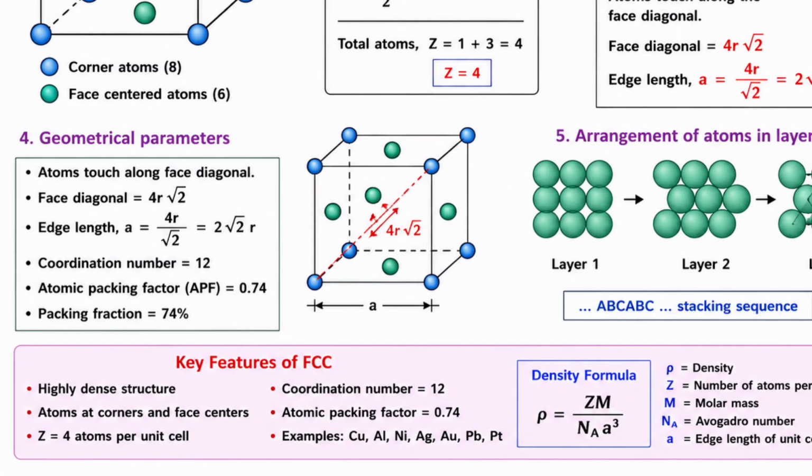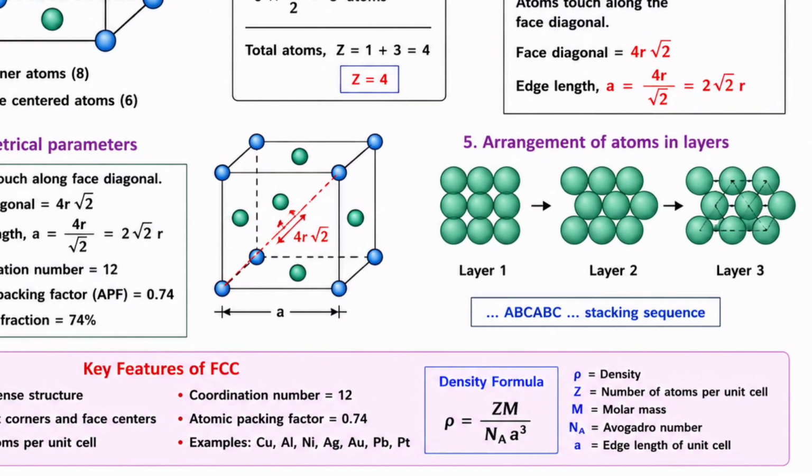Key features of FCC: a highly dense structure, atoms at corners and face centers. Number of atoms per unit cell is 4, and coordination number is 12. Atomic packing factor 0.74. Examples: aluminum, copper, nickel, argon. The density formula is rho equal to ZM by Na a cube. Here rho is the density, Z is the number of atoms per unit cell, M is the molar mass, Na is the Avogadro number, and a is the edge length of the unit cell.